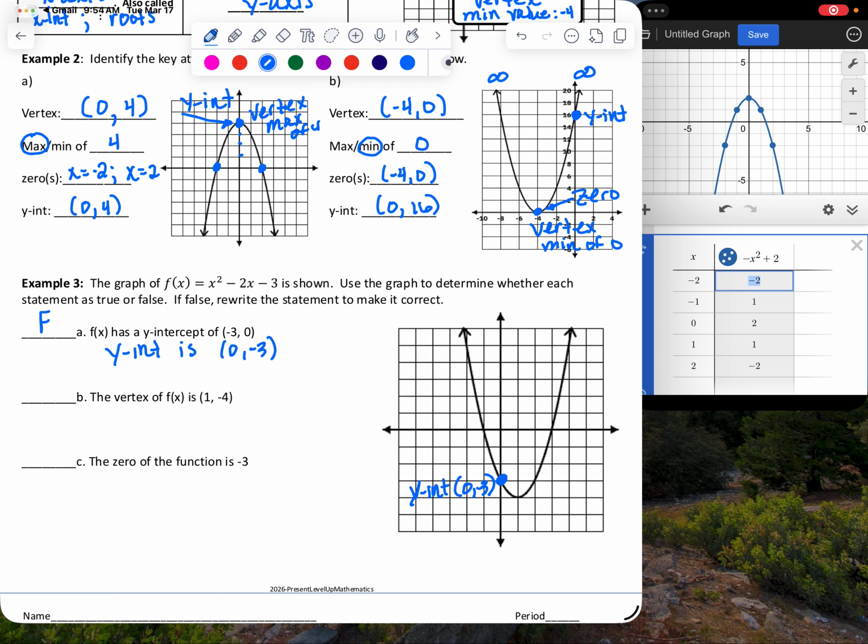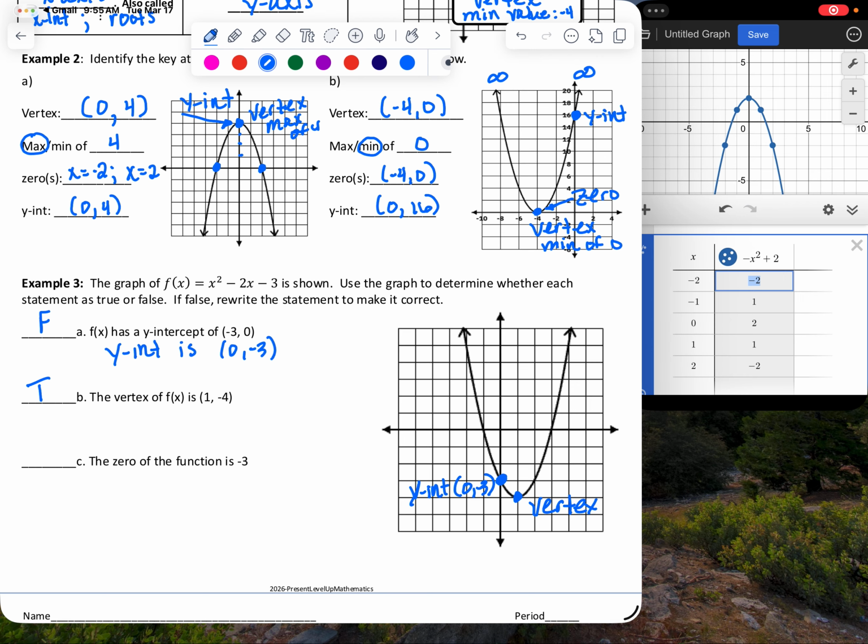All right. Statement 2. The vertex of f of x is 1, -4. All right, so let me draw on the vertex. That's my turning point. So there's my vertex. So I'm going right 1, 1, 2, 3, 4, and down 4. Yes, that statement was true. So no correction needed.